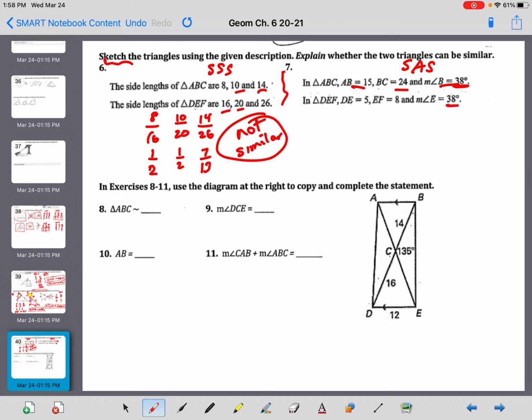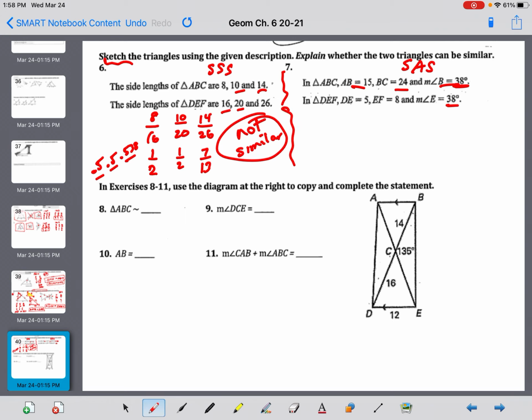Now, if you don't like simplifying fractions, you can do these all into decimals and check if the decimals match. 8 over 16, if you type that in as a division problem, which you would on a calculator, would be 0.5. 10 over 20 would be 0.5. And 14 over 26, I don't know that off the top of my head, so I'm typing it into a calculator as we speak, 0.538. So the decimals don't match. So decimals can be used, and 0.5, 0.5, 0.538 don't match, so that's just another guarantee that they're not similar.